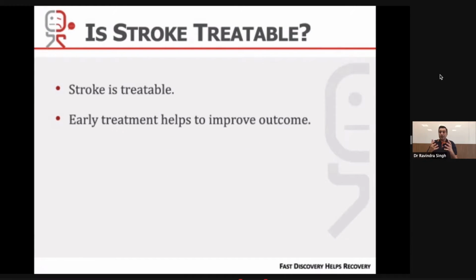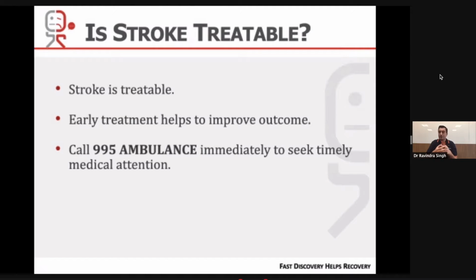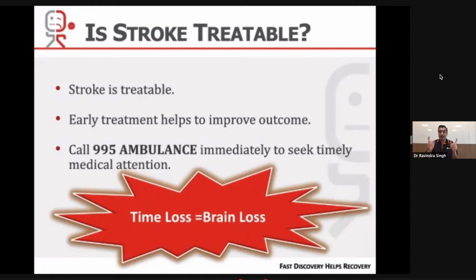Now, there's a very common question asked by my patients: is stroke treatable? So the answer is yes, it's treatable. Early treatment helps to improve outcome. Please call 995 for an ambulance immediately to seek medical attention. Time lost is brain lost, and I will explain in my next slides how important it is.